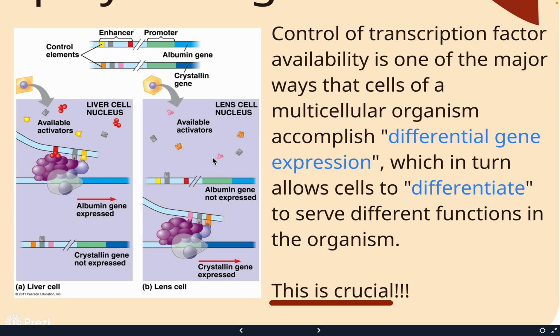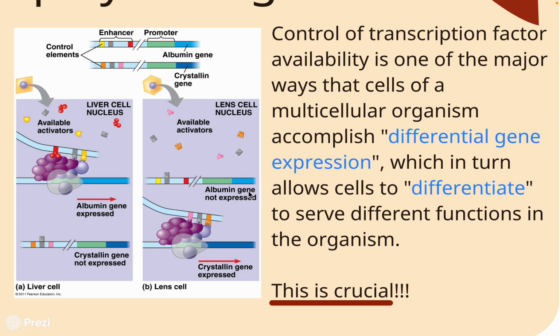So in the opposite scenario, here is the lens cell nucleus, and you can see the opposites happening. The activators actually match the enhancers down here to make crystalline, and so this activator is attached to the enhancers on the DNA. It creates the transcription complex, and the RNA polymerase is then able to transcribe crystalline. But notice the activators that are needed to make albumin are not present, so this gene will not be expressed.